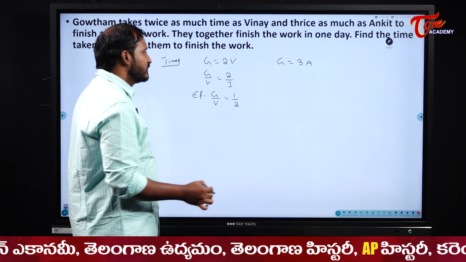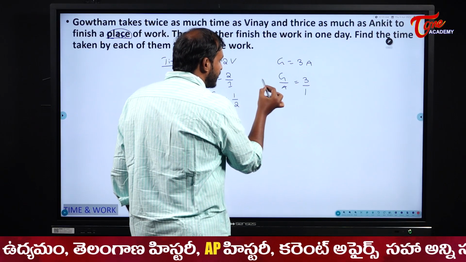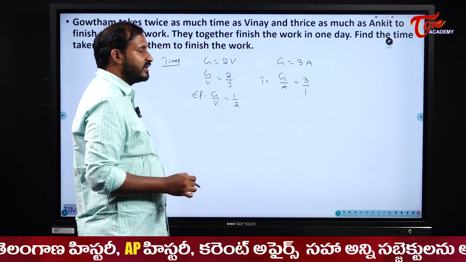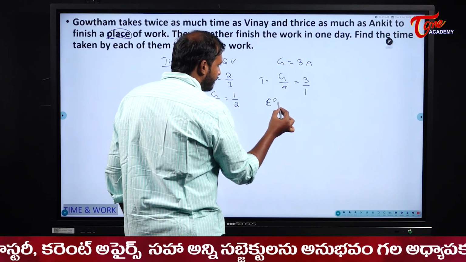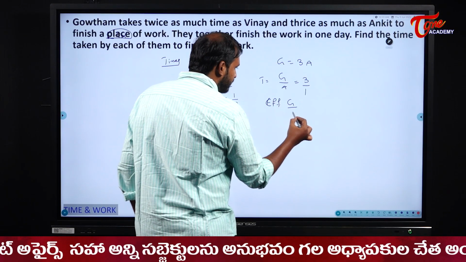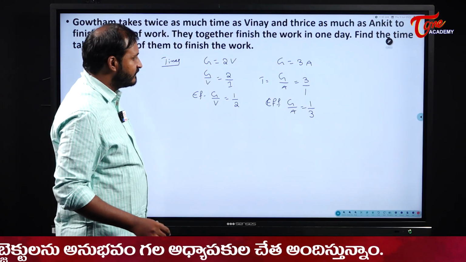Right? Thrice the time. So that means here Gautam by Ankit will become what? 3 by 1. What it is? Times ratio. Times ratio is 3:1. What about their efficiencies? Gautam and Ankit will become what? 1 by 3. Why? Because inverse. Time and efficiency are inverse.